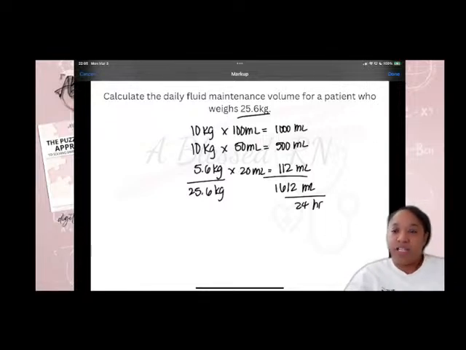We got BSNs, LPNs, RN, and math is not my strong suit. That's okay. All you need to know is how to multiply and divide, add and subtract. That's it. You do not have to be a math genius to be a successful nurse.